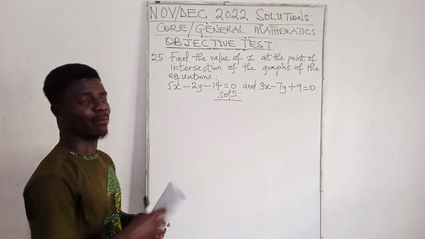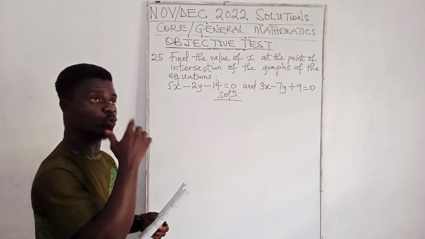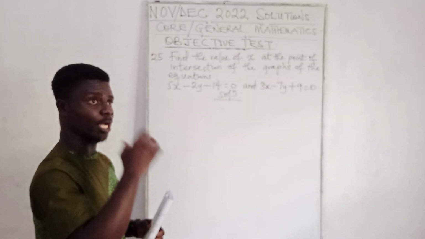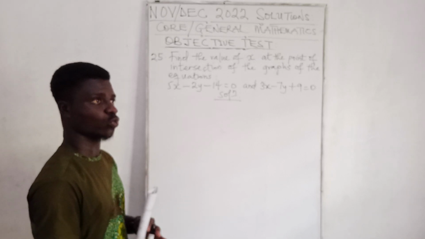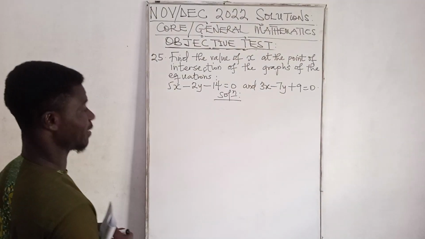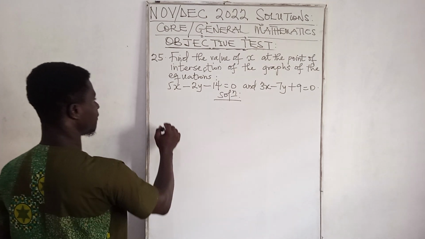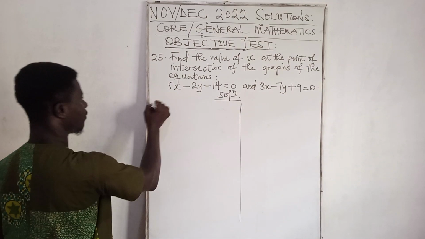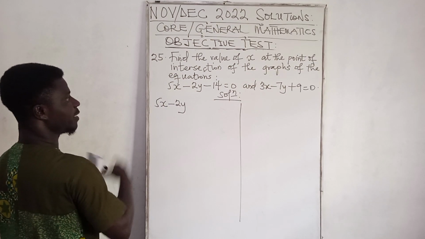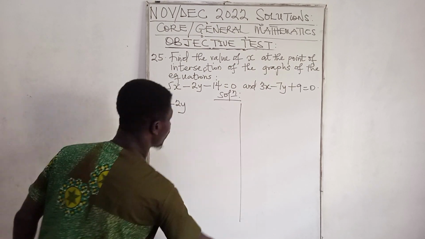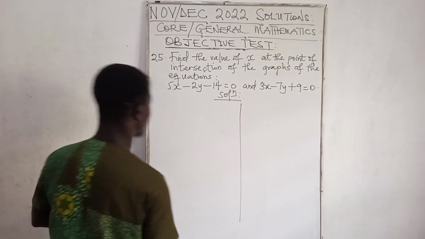When you do higher mathematics, you can also use the Gauss-Jordan or the Gaussian method or approach to solve for that. That one too is there. So now let's see. I have 5x minus 2y. Now in simultaneous equations, we have to solve these two equations simultaneously.